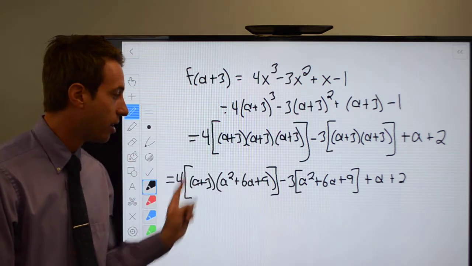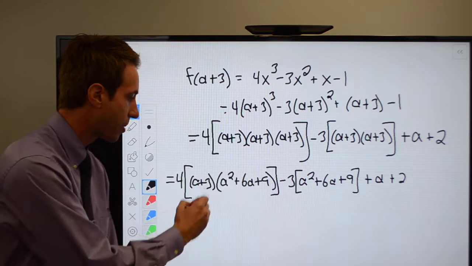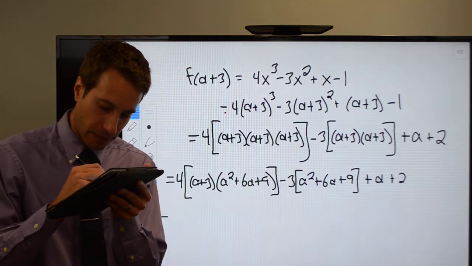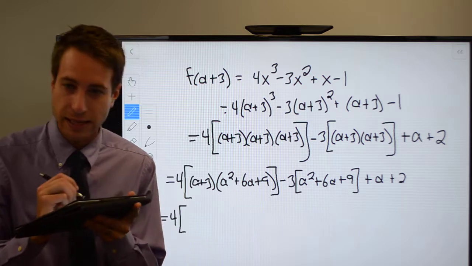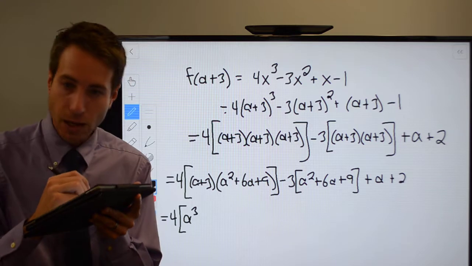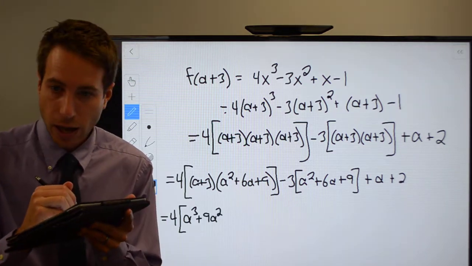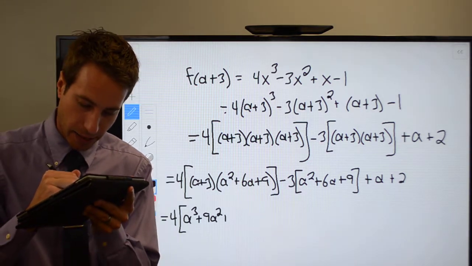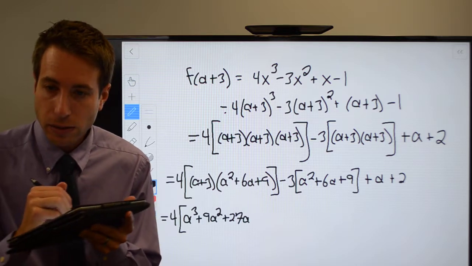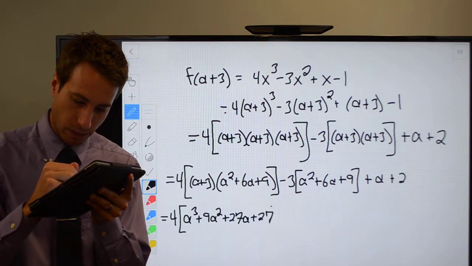I've got to now multiply this together using the distributive property. So a gets multiplied by everybody, then the 3 gets multiplied by everybody. Anyway, I already did all that, and hopefully what you wind up with is a cubed, plus 9a squared, plus 27a, plus 27. Okay, awesome.